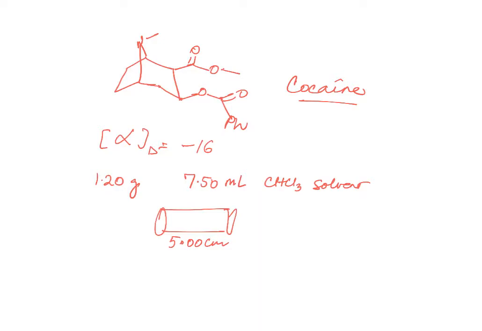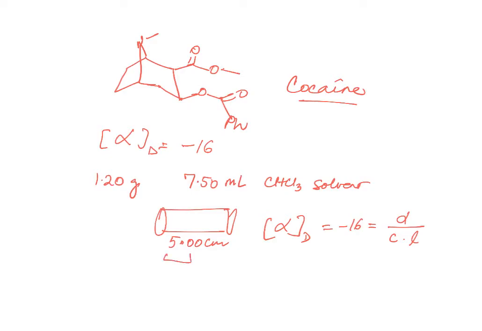Okay. What is the observed rotation? So observed rotation meaning alpha. So they have given you that alpha D is negative 16. And we know that that is equal to alpha divided by concentration times path length. And so you basically plug and chug, right?